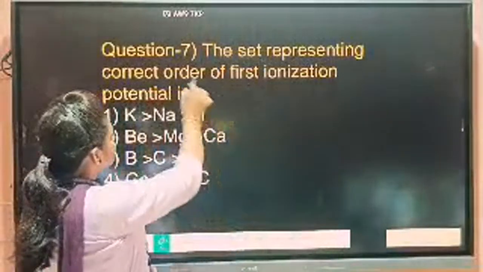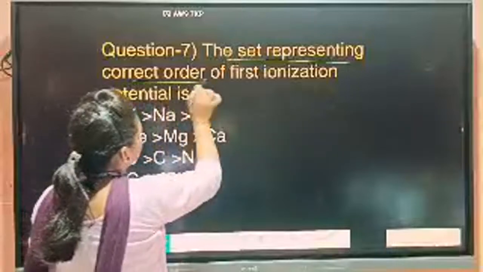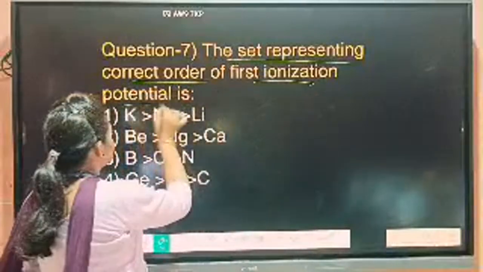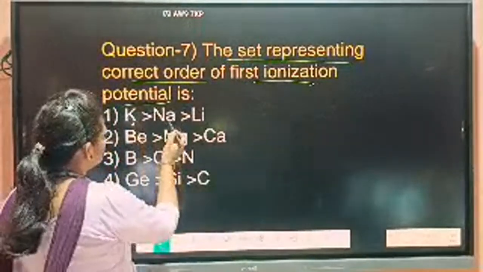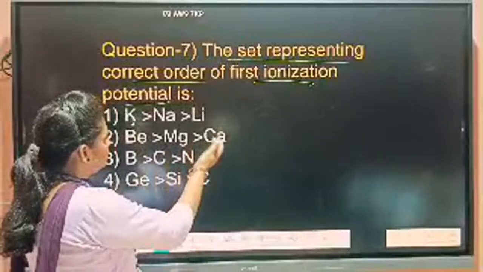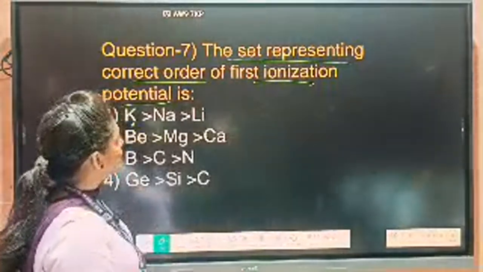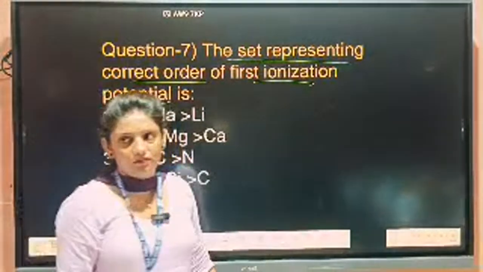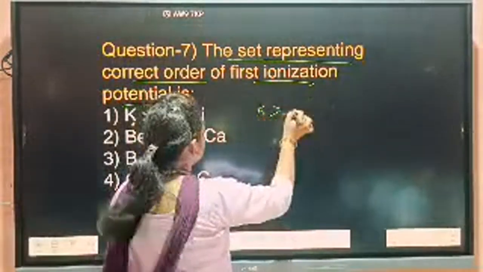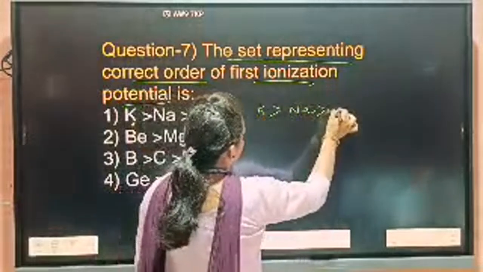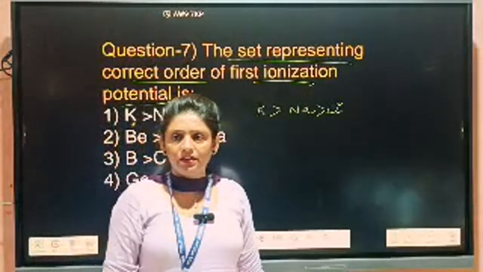Then students, question number 7. The set representing correct order of first ionization potential. Here elements are potassium, sodium, lithium, beryllium, magnesium, calcium. Okay, some elements are given to us. So which one is the correct order for the first ionization enthalpy? First one, potassium has greater ionization enthalpy than sodium, than lithium. It is correct or not?